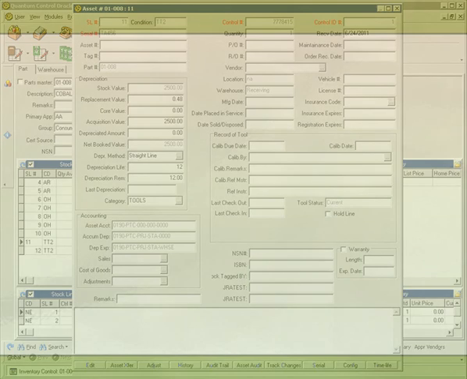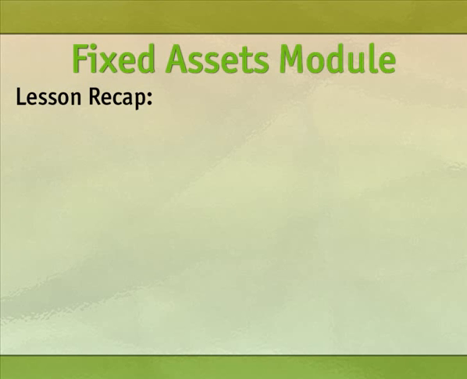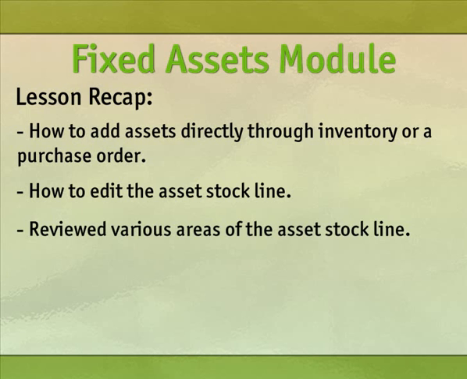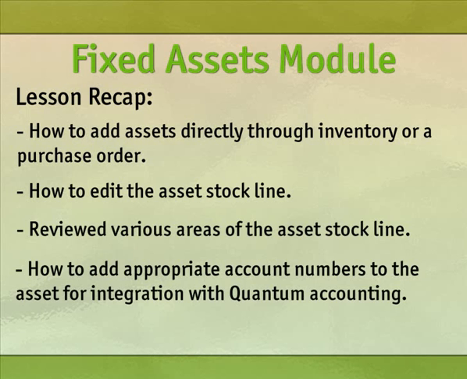receiving window. To recap what we have learned in this lesson, we learned how to add assets directly through inventory or through a purchase order. We learned how to edit the asset stock line. We reviewed the various areas on the asset stock line. We learned how to add the appropriate account numbers to the asset for integration with Quantum Accounting.